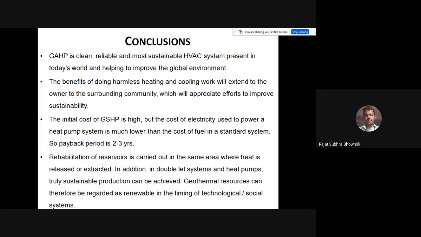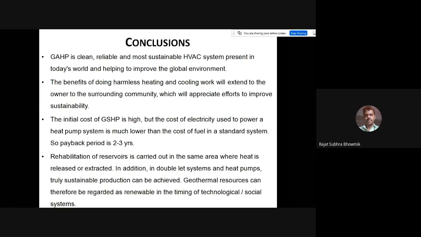And rehabilitation of the reservoir is carried out in the same area where heat is released or extracted. In addition, in a double loop system with heat pumps, truly sustainable production can be achieved. Geothermal energy can therefore be regarded as renewable in the timing of technological and social systems.